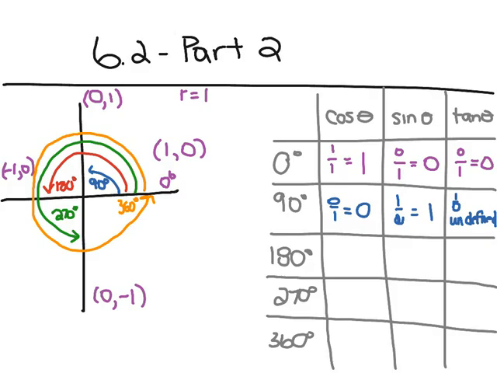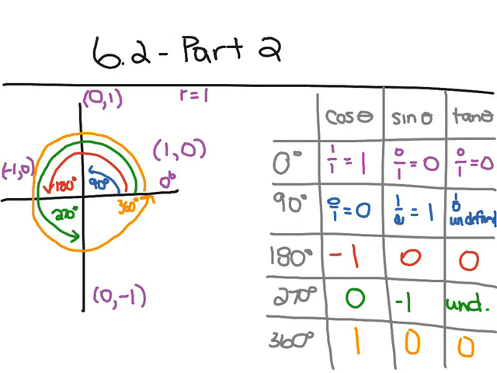If we look at our 180, we can see that it's the same numbers as 0 degrees, except this time it's negative. So we know that cos theta is going to be negative 1, sine theta is going to be 0, and tan theta is going to be 0. For 270 degrees, it's the same as 90 degrees, except negative, so we have 0, negative 1, and undefined. And for 360, we have 1, 0, and 0.